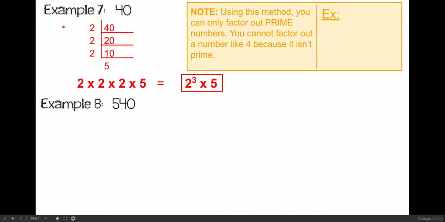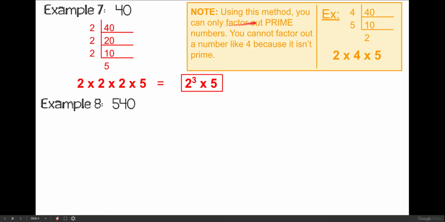you know what, why don't I just pull a 10 out of it? Or pull out a 5, or pull out a 4 even, and leave us with 10. And then I pull out a 5, and that leaves us with 2. So that leaves us with 2 times 4 times 5. This is not correct. Now, why isn't it correct? Because 4 is not a prime number. 4 can be broken down into 2 and 2.